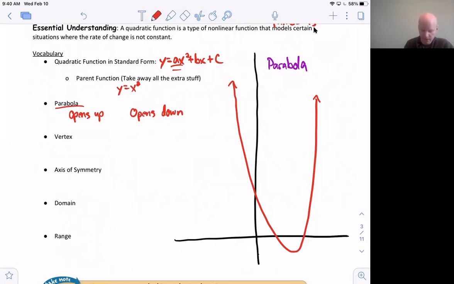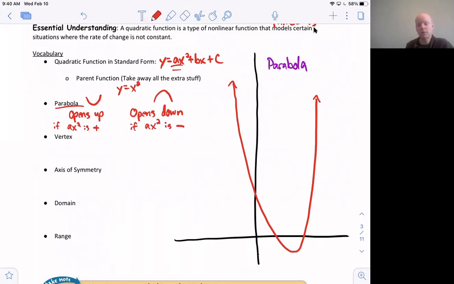So open up means that the parabola points upward like this, and open down means that the parabola is kind of opening downward. So let's talk about a little connection to this equation, this quadratic right here. A parabola will open up if the ax squared term is positive, and the parabola will open down if the ax squared term has a negative on it.